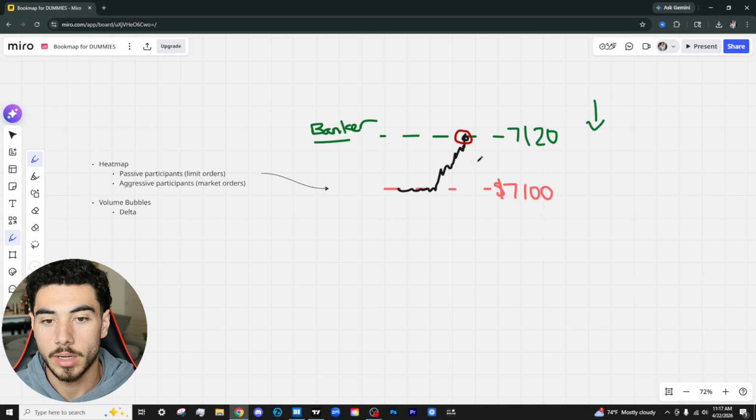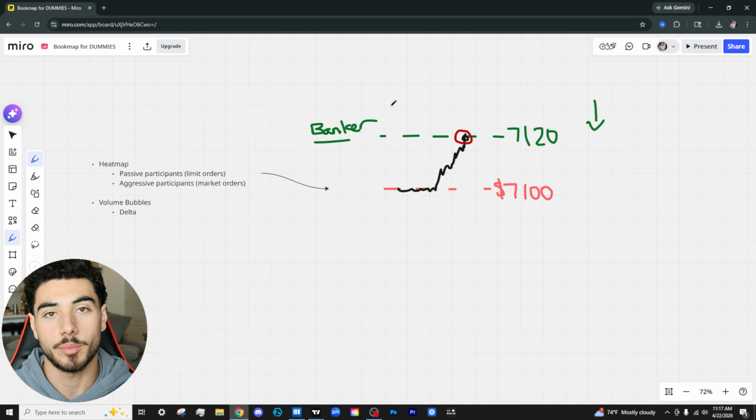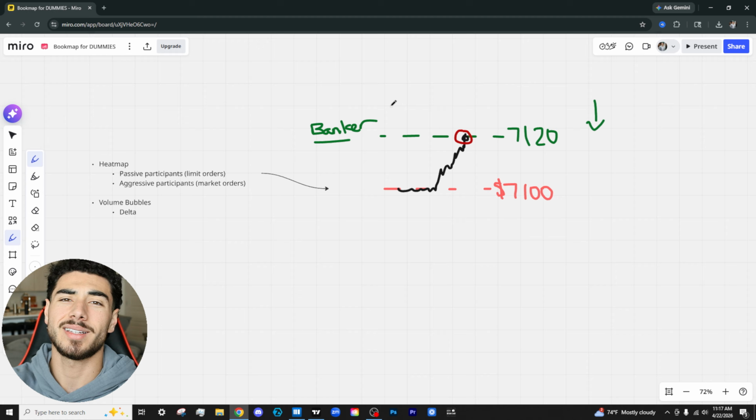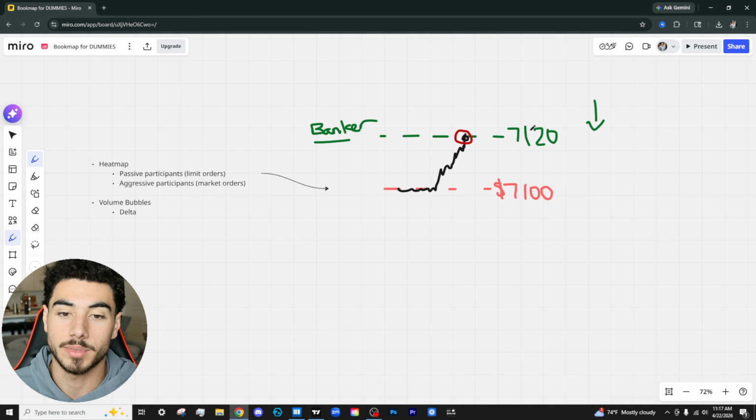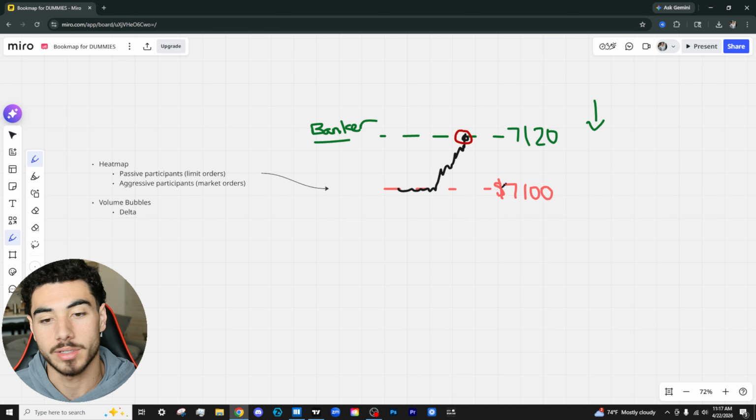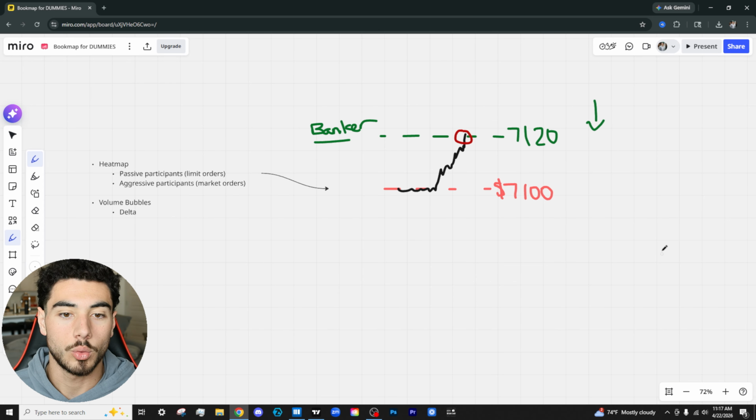Goldman Sachs banker. So that is a passive participant. He is a passive participant. So he's not an aggressive participant. He's passive, so he's not actively hitting the market. He is sitting back and he's waiting for price to come up to 71.20. He's not going to execute at 7100. No, he's waiting for 71.20, right? And then he's going to get short.